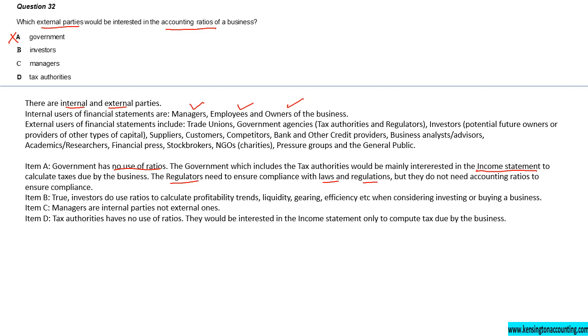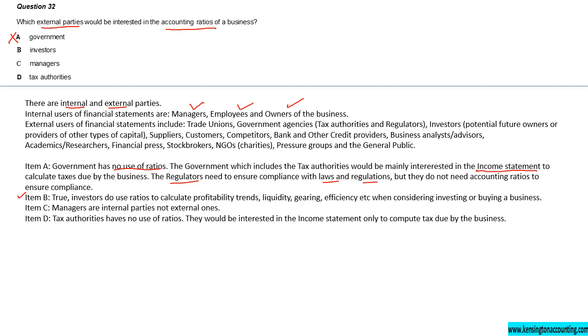Answer B, investors, that's correct. Investors do use, in fact, the main accounting information they use are ratios, because they can use ratios to calculate the profitability of a business in a particular year, and also the profitability trends to see whether the profit margin or the return on equity or capital employed is going up or down. They use ratios to calculate liquidity, like current asset ratio or liquidity ratio. They also look at gearing ratios, efficiency ratios, to see whether the company is going the right direction or is going the wrong direction, whether the performance is improving or going in a negative way. Therefore, investors do use accounting ratios. Therefore, this is a possible good answer.